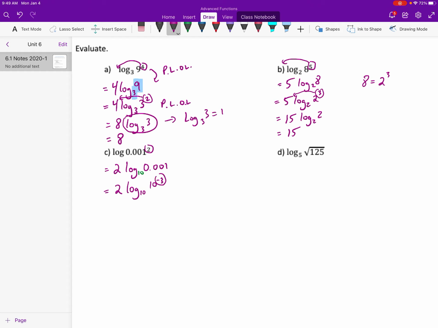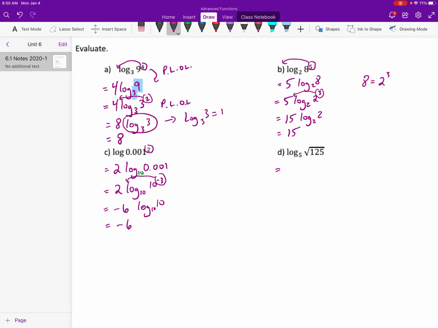Again, we take this exponent, we move it out in front by the power law of logarithms, and 2 times negative 3 is negative 6. And we have log of 10 with a base of 10, which is just 1. So that's negative 6.